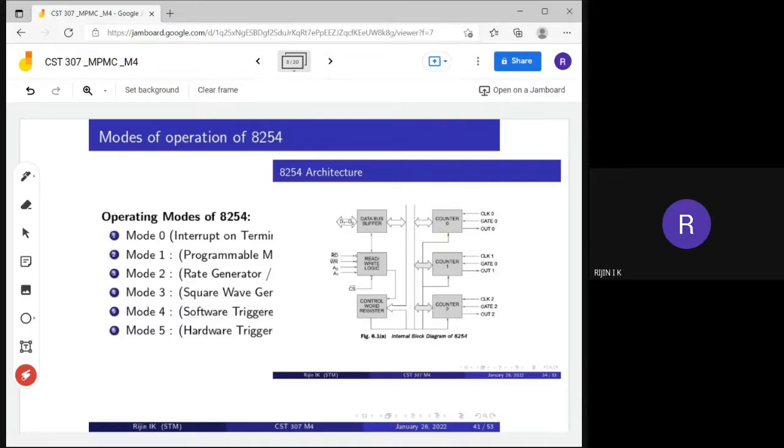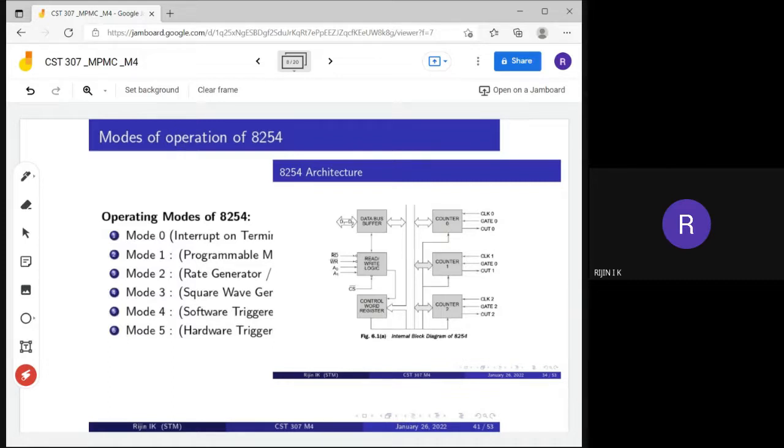So those are the two steps for initializing the counter. First, you need to write the control word to the control word register. Then you need to write the count value. And we studied that a gate signal is used to enable the counter. That means this gate signal is used to start and stop the timer.